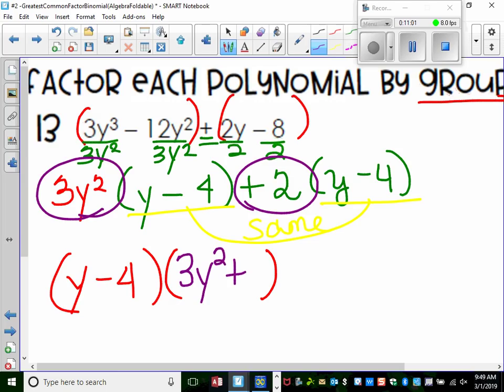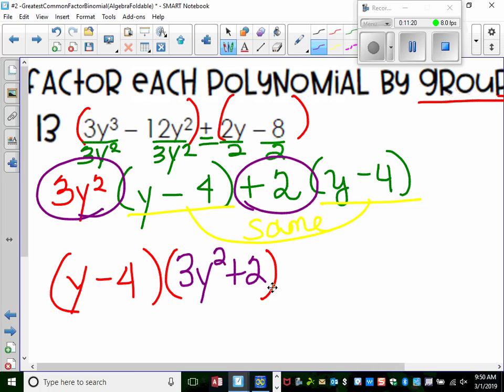3y squared plus 2. So what you're doing is the ones that are the same, you're writing that here, because it's like a common one. And then the two GCFs that you took out, they go together in one set of parentheses. Okay, and I want you to see something.